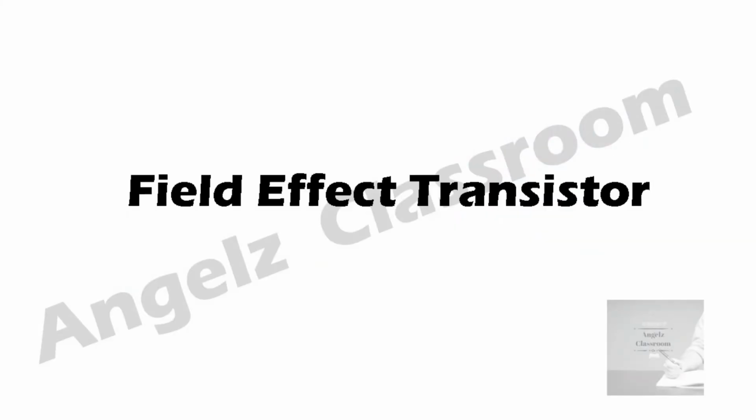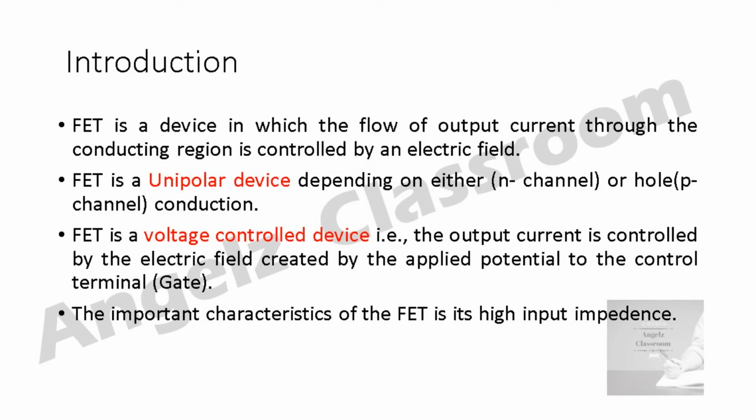In today's class, we are going to see about field effect transistor. This field effect transistor is a device in which the flow of output current is controlled by an electric field. There are three unique features of this FET. FET is a unipolar device and it is a voltage controlled device. It is so called voltage controlled because the output is controlled by the electric field which we are giving in the gate terminal. And the third important feature is that it has high input impedance.